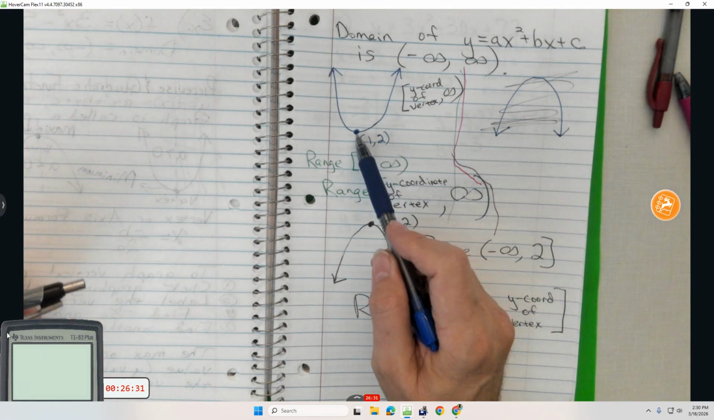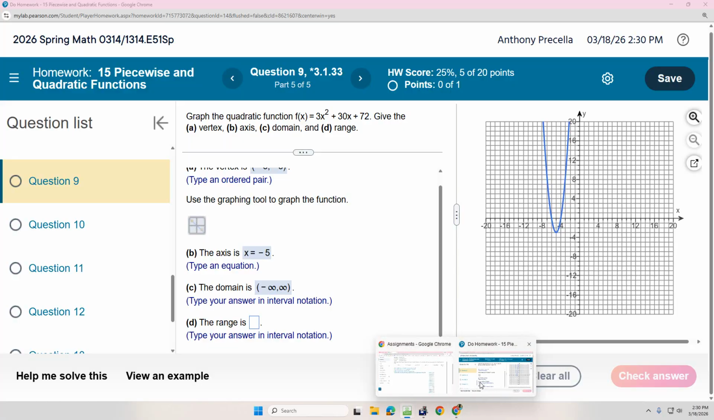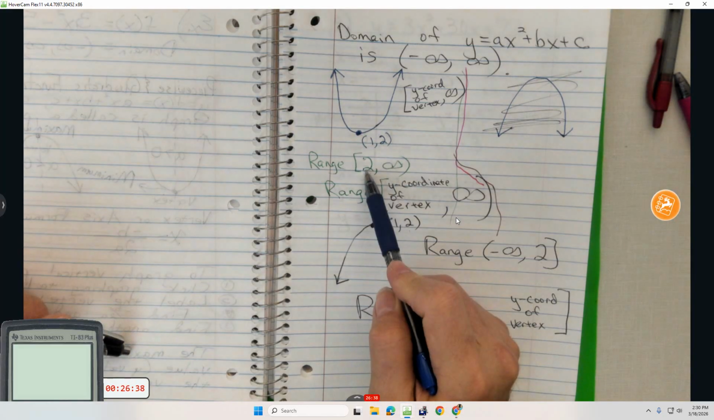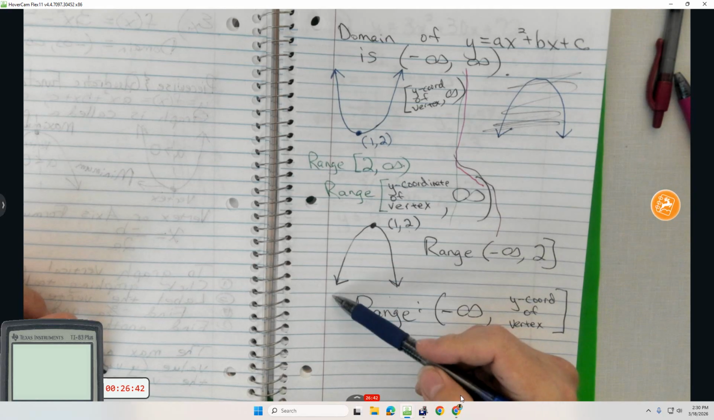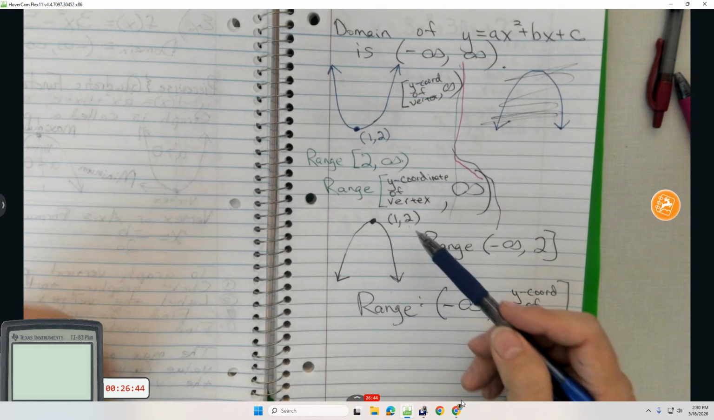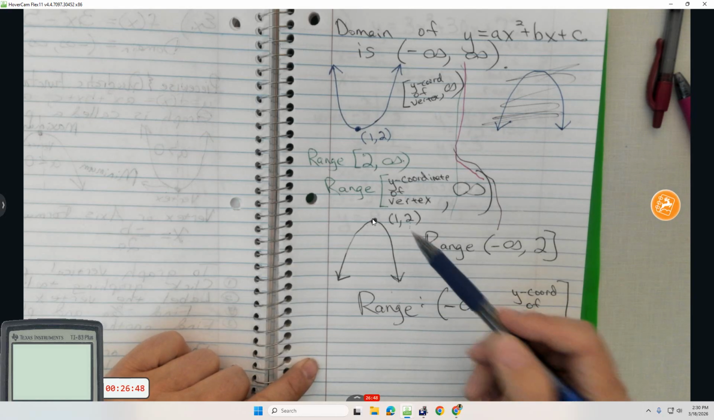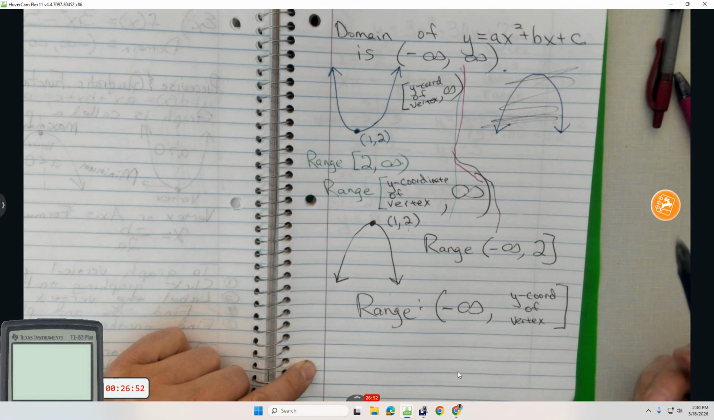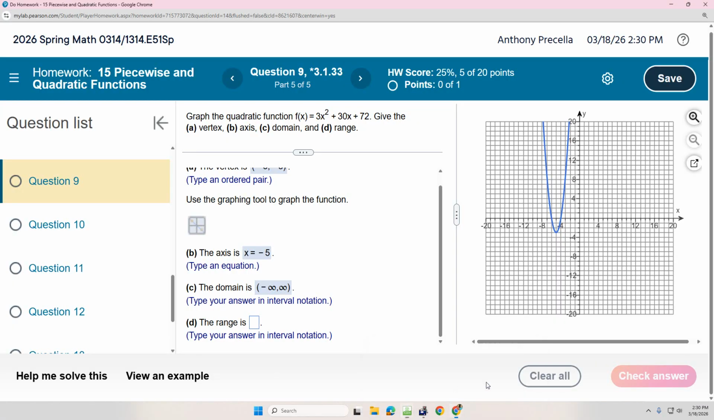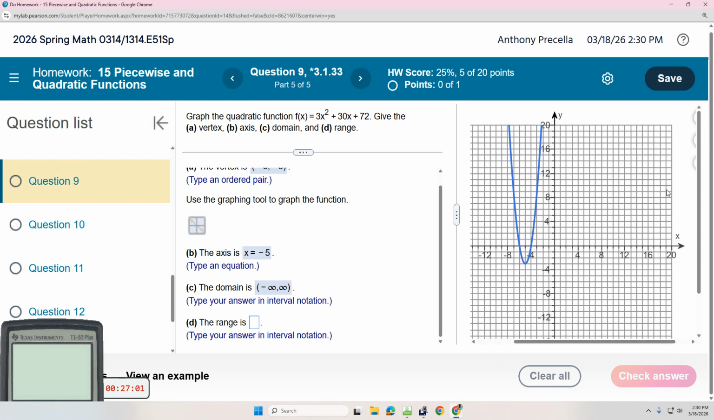If it's a minimum, remember, interval notation goes small to big. If you know that number is the minimum, then it's that number to positive infinity. If it's a maximum, that means the vertex y coordinate is the biggest y value, so small to big would be negative infinity up to that y coordinate. Which case do we have, A or B? A, so it's going to be the y coordinate of the vertex up to infinity.